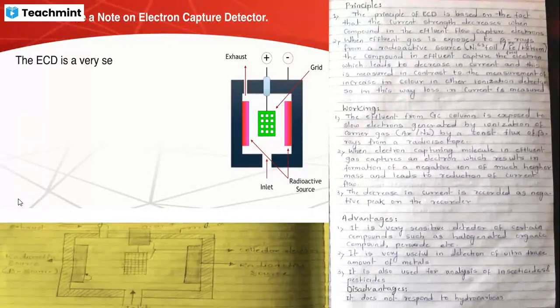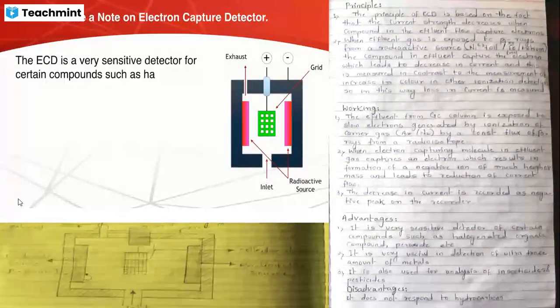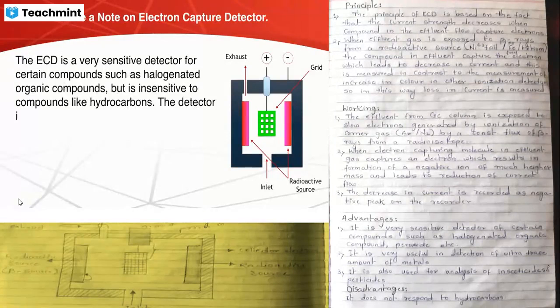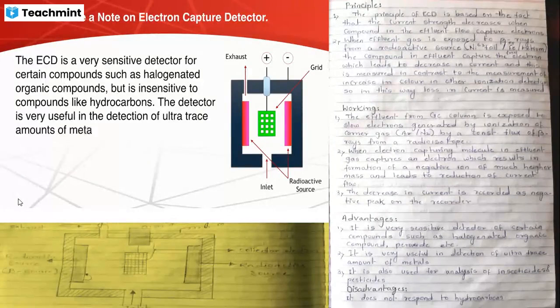The ECD is a very sensitive detector for certain compounds, such as halogenated organic compounds, but is insensitive to compounds like hydrocarbons. The detector is very useful in the detection of ultra trace amount of metals. It is also used for the analysis of insecticides and pesticides.